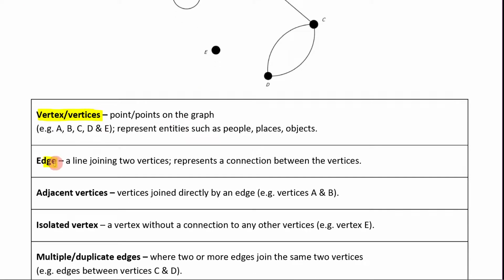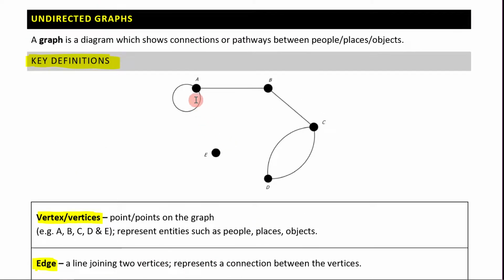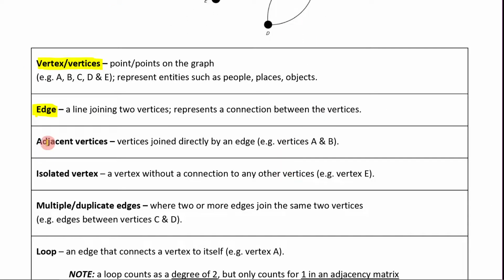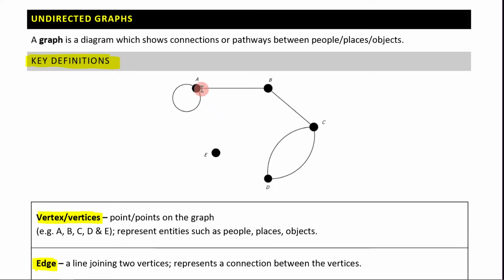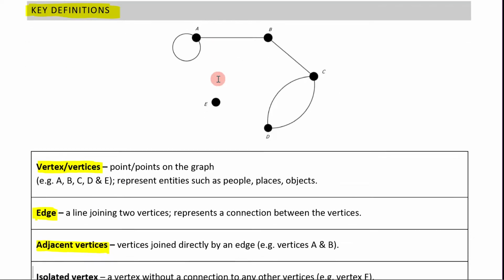Next is an edge. An edge is a line joining two vertices, and represents a connection between the vertices. So all of these lines here that are connecting my vertices together are known as edges. Next, adjacent vertices. These are vertices joined directly by an edge, e.g. vertices A and B. So if we look up here, we have A and B, which are joined directly by this edge. Adjacent just means they're next to each other. So A and B would be referred to as adjacent vertices.